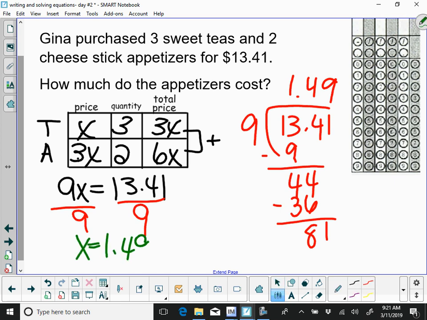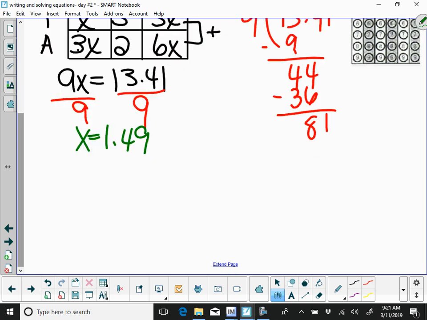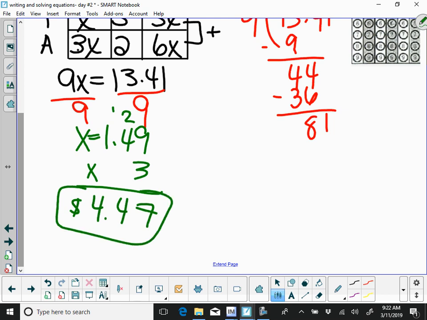Of T. Okay? Now, it didn't ask for the cost of T, it asked for the cost of the appetizer. So we have to multiply that $1.49 times 3. And it would be $4.47. Okay?